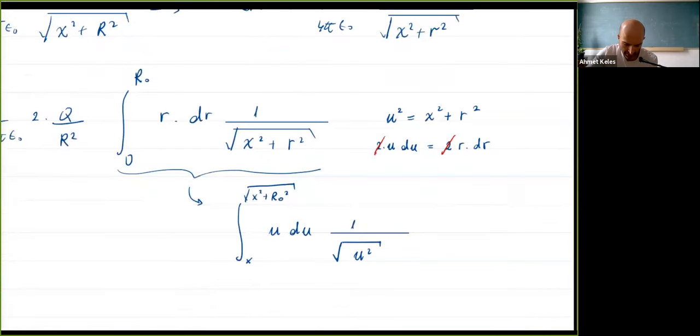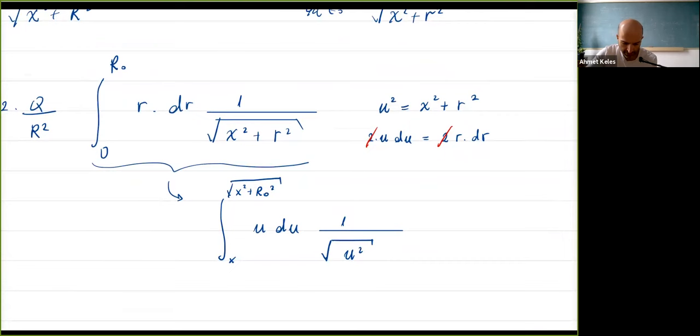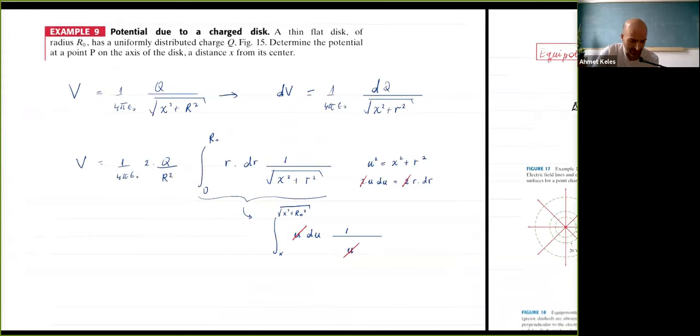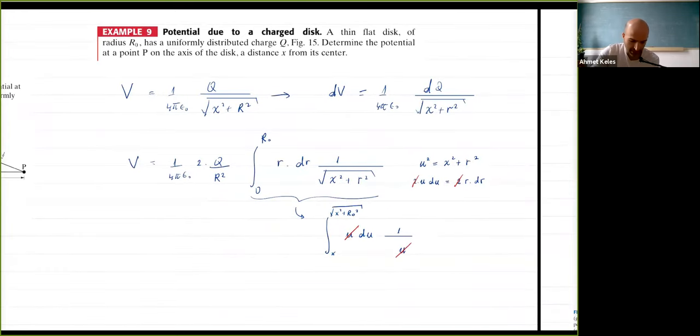And now I want to look at this. u is a positive number, so this square root will cancel with this square, and now something nice happens. This guy will cancel with this guy. Again, I have some elementary integral, which should be u, and I just put the limits. It goes from x to square root of x squared plus r naught squared. Now I'm done, basically.